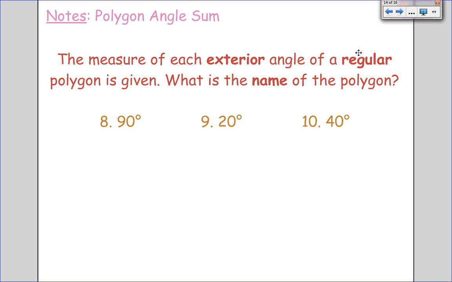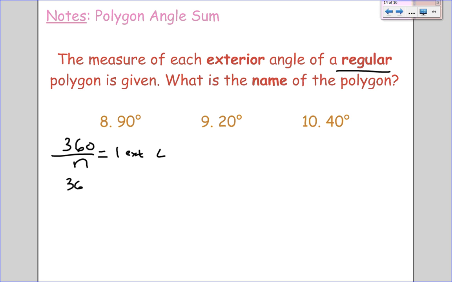So let's do some practice. The measure of each exterior angle of a regular polygon is given. What is the name of the polygon? So if you recall, 360 over n was my formula. And once again, these are talking about regular polygons. So 360 over n will equal 1 exterior angle.